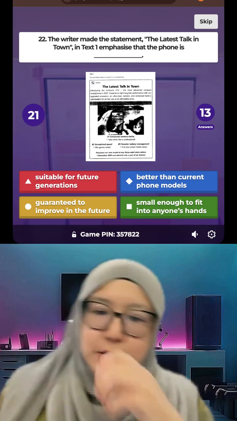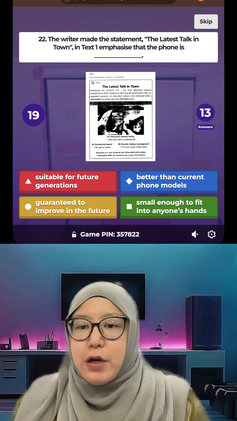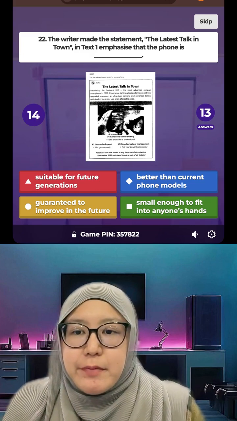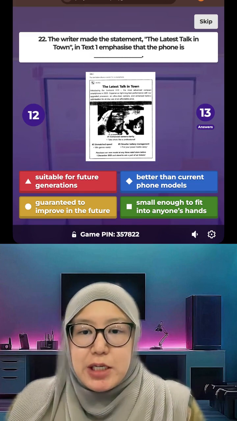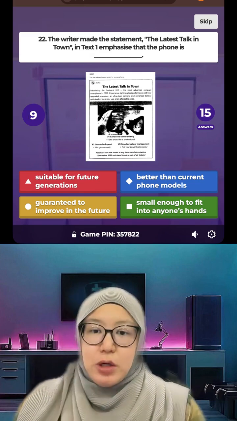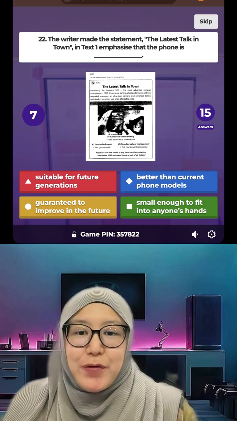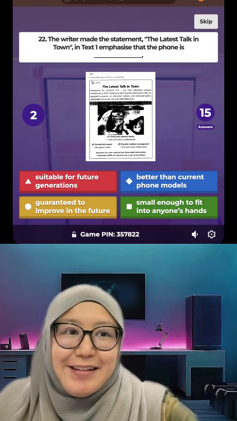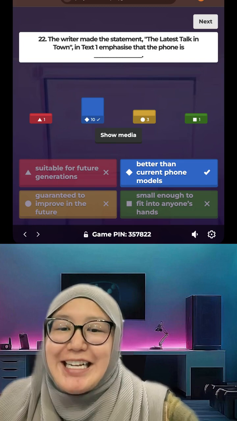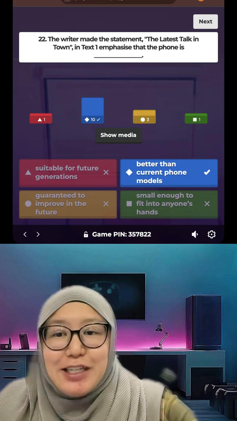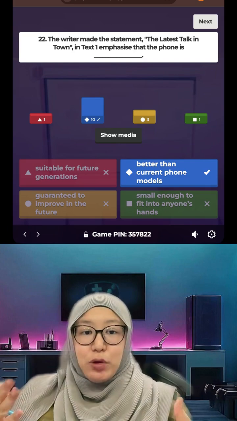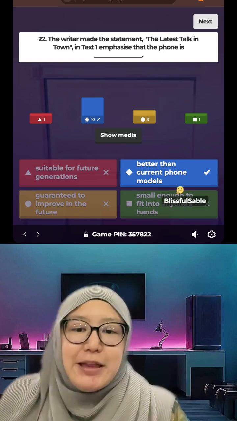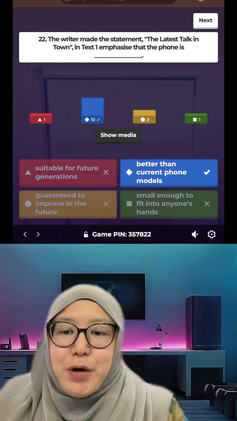So what about the rest? What about red, blue, and yellow? Not sure whether you can change the answer. So those of you who answered green, you're definitely wrong. It's actually yes. It's because it's the latest stock in town, because they want to attract people to buy. So they say that it's better than current phone models.